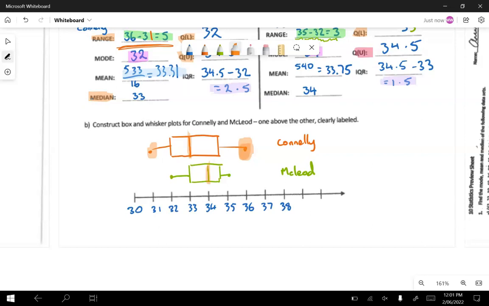If you can justify it, you'll be right. But whatever you do in this question, don't just write down Connolly, full stop. There's no marks there for you, okay? There's no clear winner here. So it's quite possible that McLeod might win. So you guys need to justify what your answer is. Does that sound okay? Yep. All right.